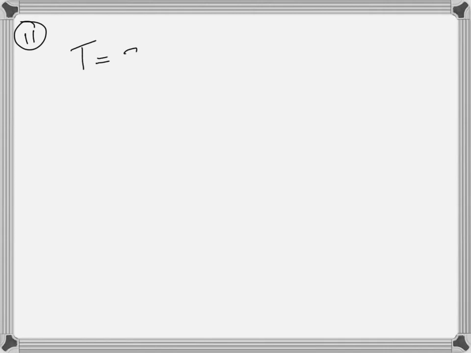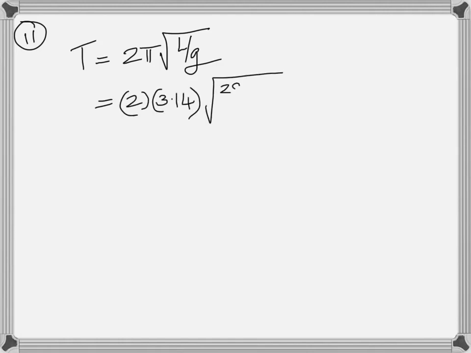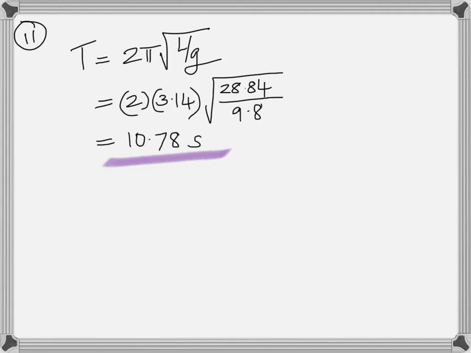11, it's about a pendulum. The mass does not affect the period, so that's immaterial. The length is given, and we know that g is 9.8. So using that formula, T is 2 pi square root length by acceleration due to gravity, which gives you 10.78 seconds. Once again, mass does not affect the period of a simple pendulum.